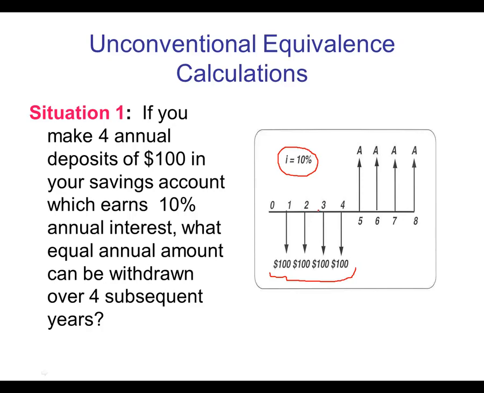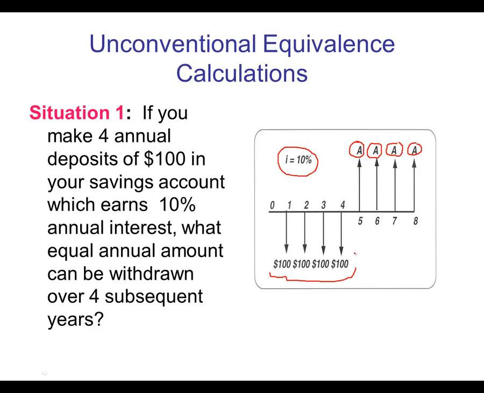What equal annual amount can be withdrawn over 4 subsequent years? Now remember that you are saving these in a savings account and you are getting interest 10%. So I would like to calculate the annuity that I can withdraw over the next 4 years. How can we solve that? Again, if you break it into 2 separate pieces, that will be easy.